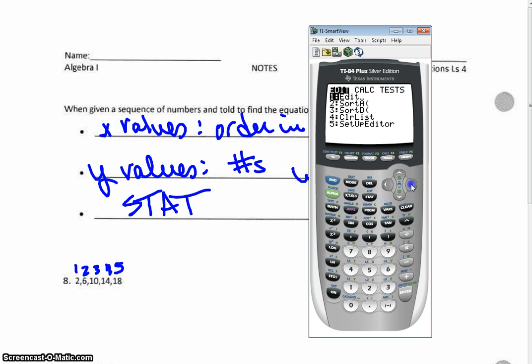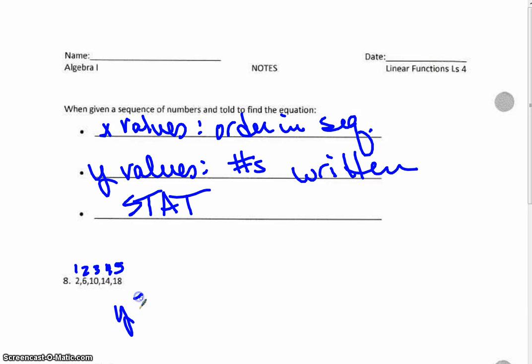So I'm going to go stat, calc, 5, and see what happens. It works. A is 0, so it is still linear. It's going to be 4x minus 2. Y is equal to 4x minus 2 is my answer.